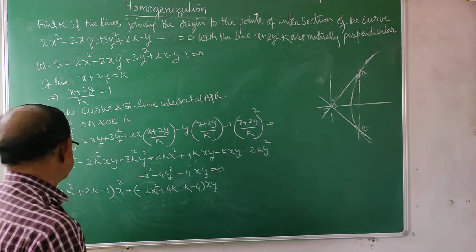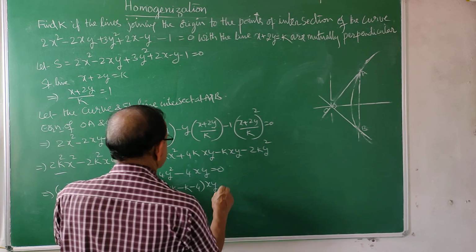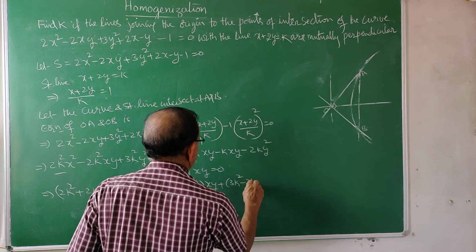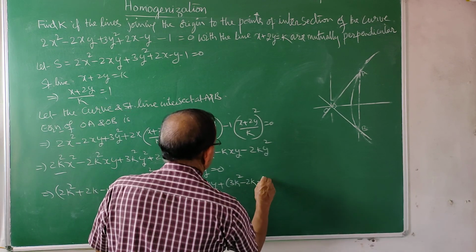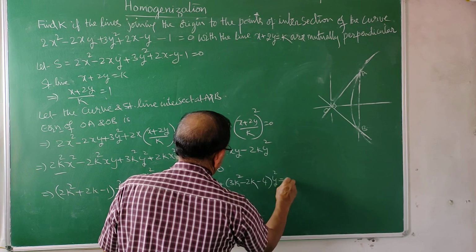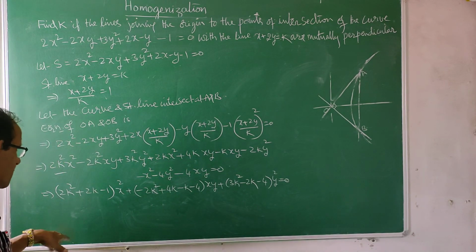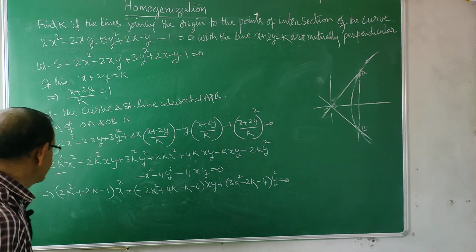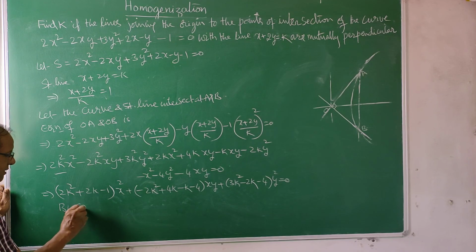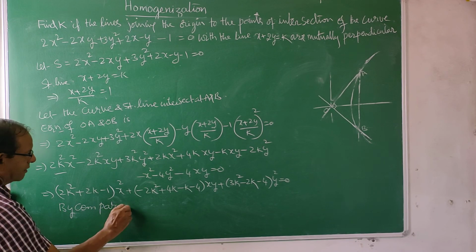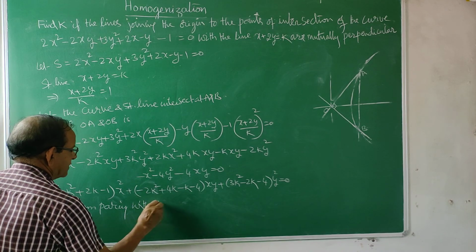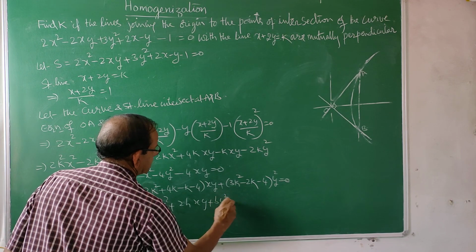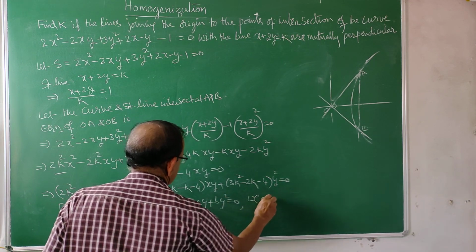Next the y square terms. 3k square minus 2k minus 4 into y square is equal to 0. Now it is in the form of ax square plus 2hxy plus by square is equal to 0. By comparing with ax square plus 2hxy plus by square is equal to 0, we get, what is a?